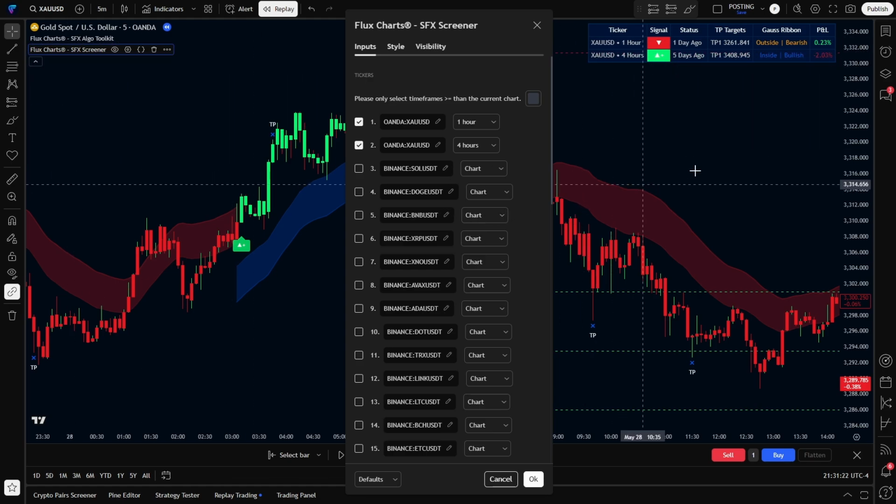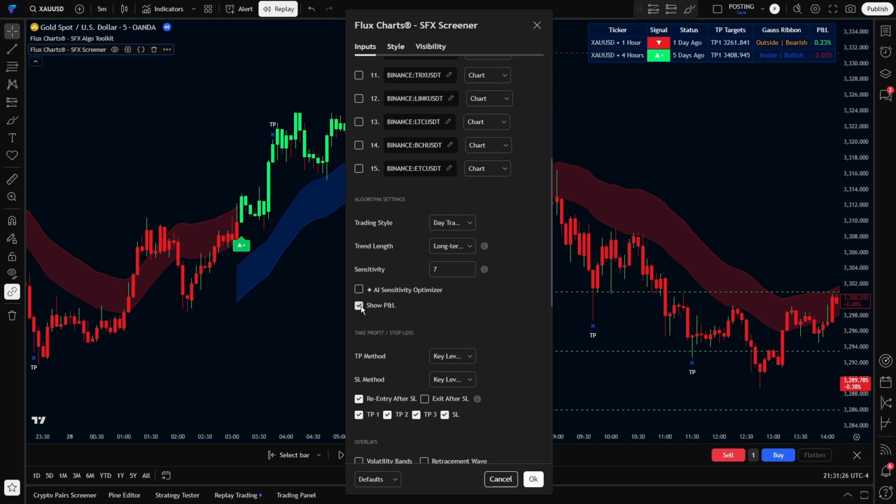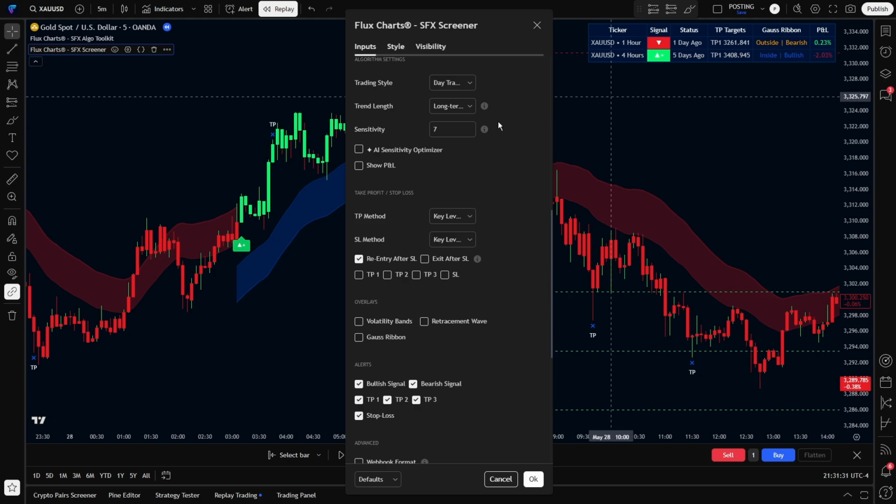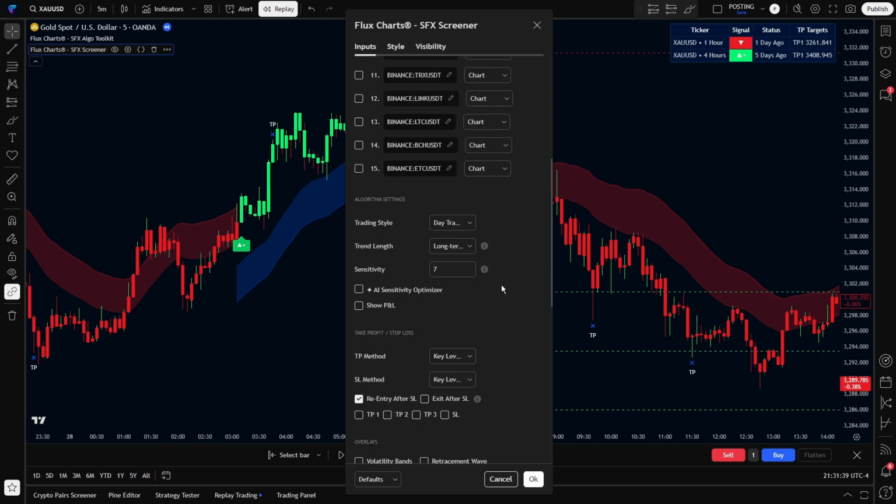And we only care about the signal for this strategy, so we will actually disable the P&L and we'll disable these TPs and the Gauss ribbons so it doesn't show up in the dashboard. But one more thing that you do have to do with the screener is down here in the algorithm settings. You want to make sure that these algorithm settings match how you're going to be trading. And what I mean by this is currently I have the trading style set to day trader, and that's because I'm on the 5-minute time frame, so I am going to be day trading with this strategy.